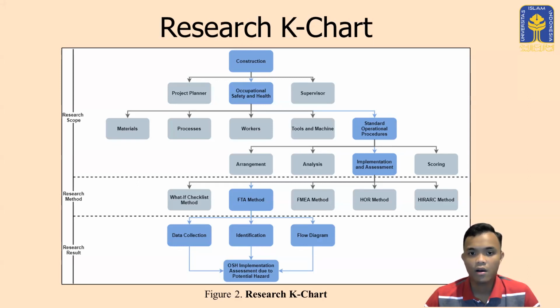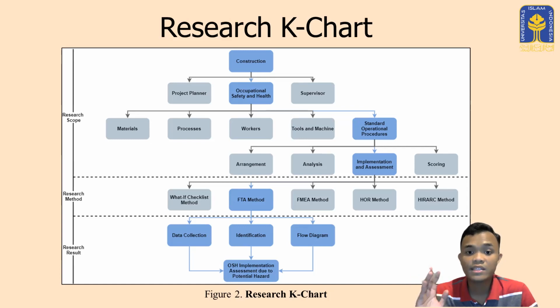From the occupational safety and health aspects, we have materials, processes, workers, tools and machines, and also the SOP, or standard operational procedures, that we will choose in this research. From the SOP, we have the implementation and assessment.